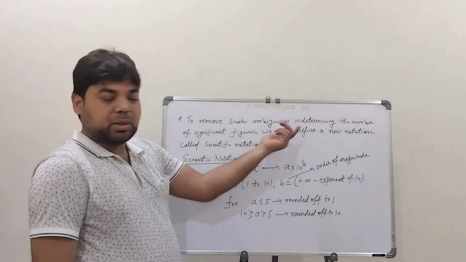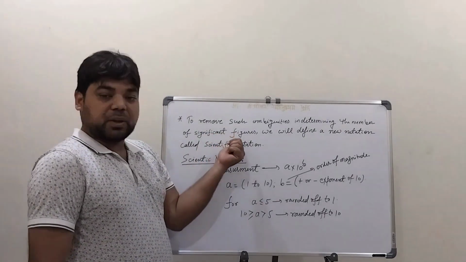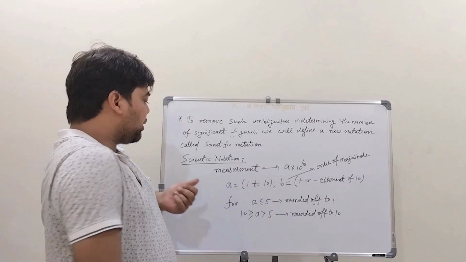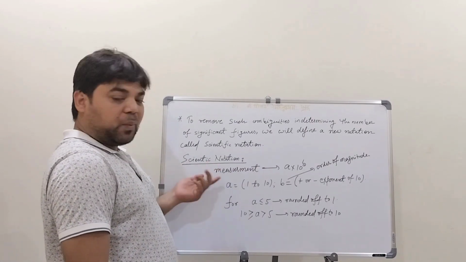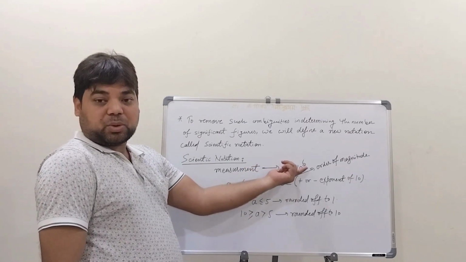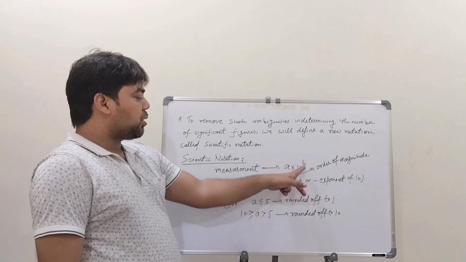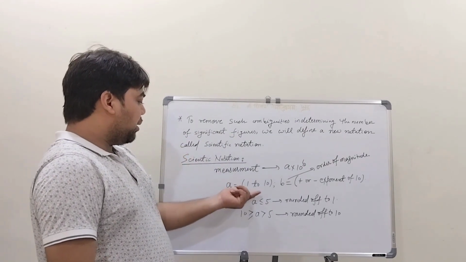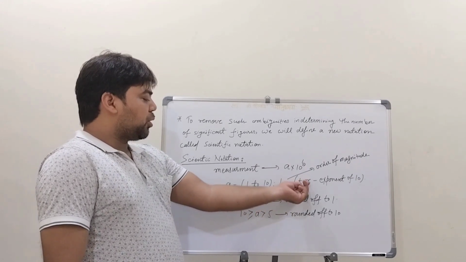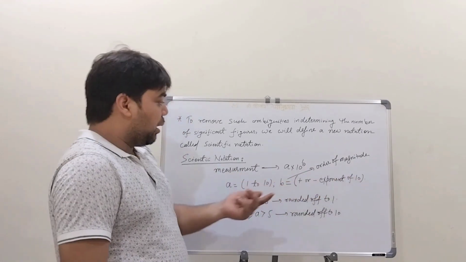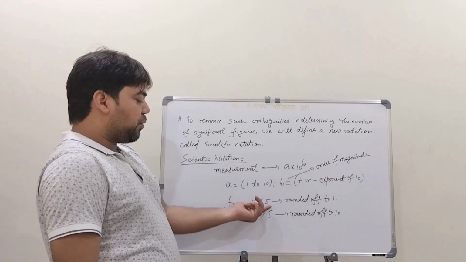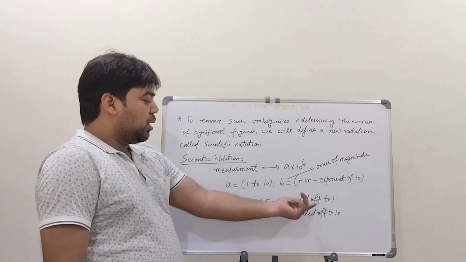To remove such ambiguities in determining the number of significant figures, we will define a new notation called scientific notation. Now how is this notation defined? If you are taking any measurement, you can write it in scientific notation in the form A × 10 to the power B, where A lies between 1 and 10 and B can be a positive or negative exponent of 10.